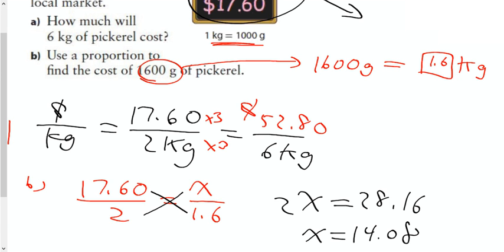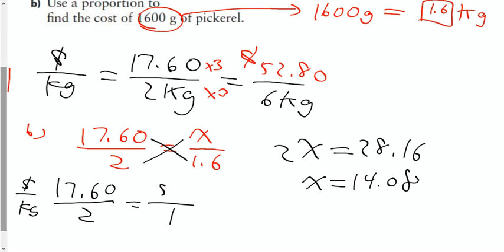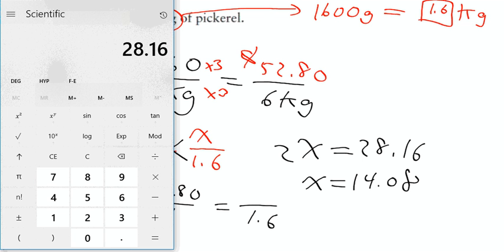Okay. Now, just even though we don't have to, I'm going to show you using the unit rate method. If it's $17.60 for 2 kilograms, then how much is it for 1? It would be 8.50 plus 30, $8.80. It's $8.80 for 1, and therefore for 1.6, it would be 8.80 times 1.6, which is the same answer.